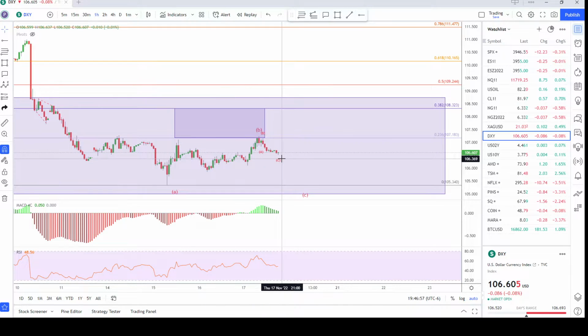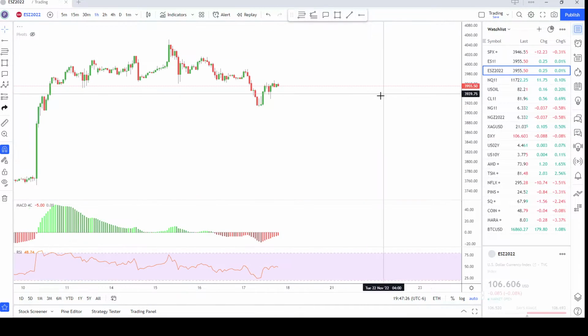So we got an ABC. Now I don't know if the C is done yet, but it should be making a little correction up and then start. So I expect that this is going to come down as an ending diagonal for the C wave. So then we'll have A, B, C, and this will be 3, and then 3 up and 3 down for 4 and 5, and then the dollar will be done. So that's the dollar.